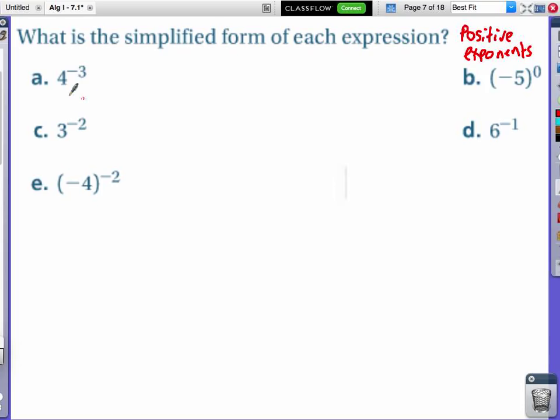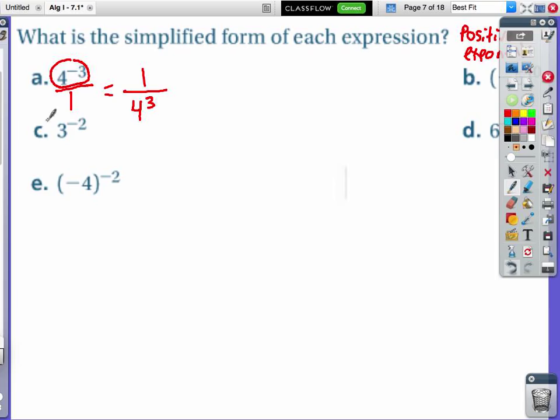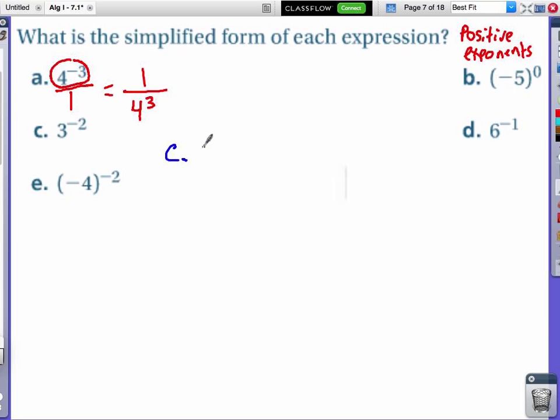So, letter A, make it a fraction. We circle any negative exponent with its base. Anything circled goes to the other side of the fraction. We make the exponent positive. So letter A. We're going to work down our page here. Letter C, 3 to the negative 2 power. Again, we have a negative exponent, so we're going to make the problem a fraction. We're going to circle any negative exponent with its base. Anything circled, we move to the other side of the fraction and make the exponent positive. So it's circled up top, move it to the bottom. It's 3 to the second, 1 over 3 to the second.